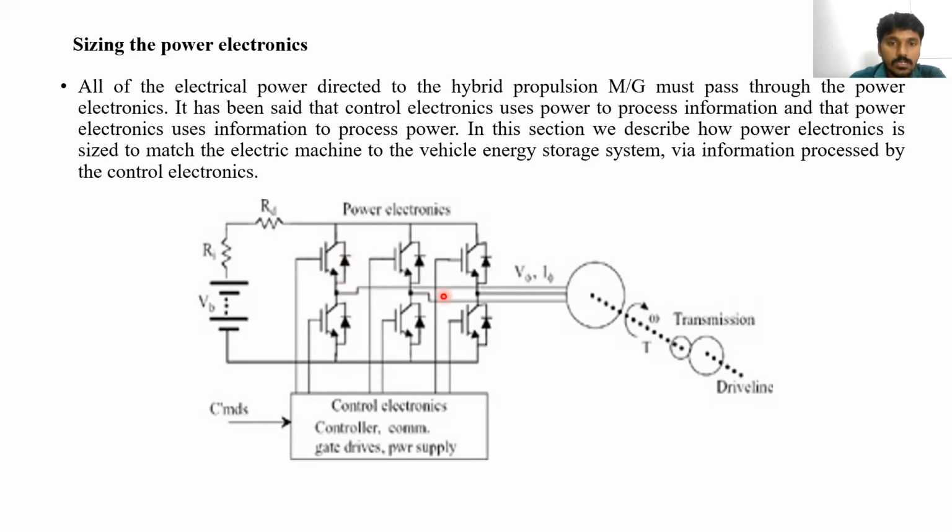Clear? At a time, these two should not turn on together. For example, if at a time switch 1 and switch 2 turn on, what will happen? These two will be short circuited. If there is a short circuit, what happens? There is a chance of damage.